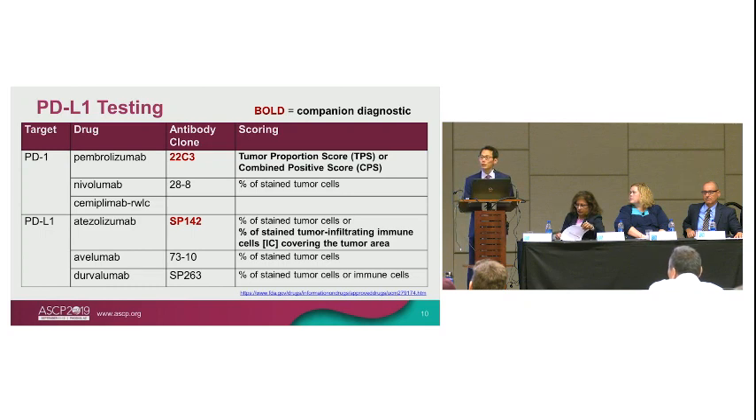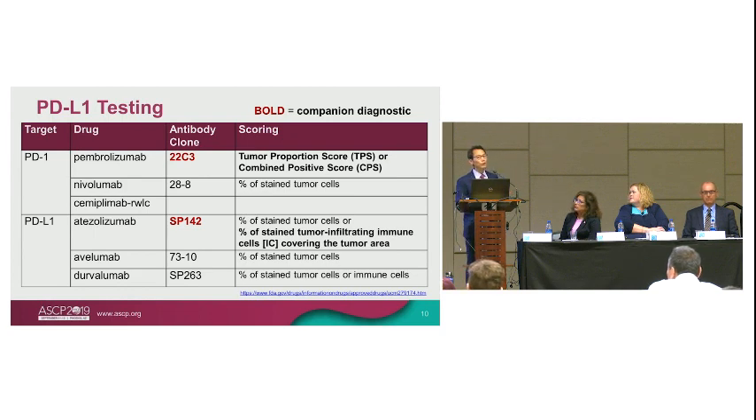And currently, in terms of these checkpoint inhibitors, the PD-1 as well as the PD-L1 inhibitors, there are now 6 on the market. And you'll see that each of them are associated with its own PD-L1 antibody clone, 2 of them being companion diagnostics. So those are in red, the 22C3 as well as the SP142. Those are companion diagnostics. However, the other ones are still also being used. So the 28-8, the 73-10, as well as the SP263.